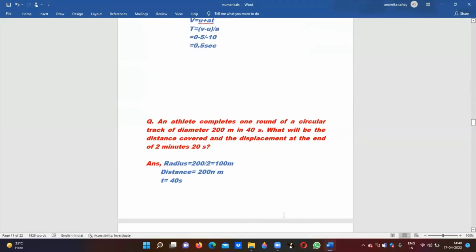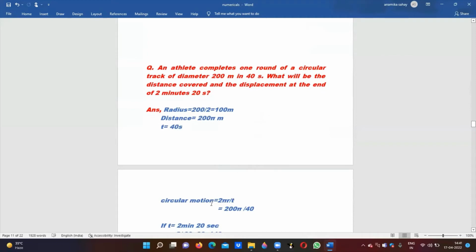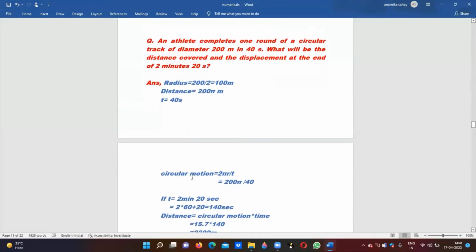Now, an athlete completes one round of a circular track of diameter 200 meter in 40 seconds. Diameter is 200 meter, it means radius is 100 meters, circumference is 2 pi r, and time is 40 seconds. What will be the distance covered and displacement at the end of 2 minutes 20 seconds? We have circular motion. The formula is 2 pi r by time, so 200 pi by 40. Because radius and time are given, we can find out the velocity.